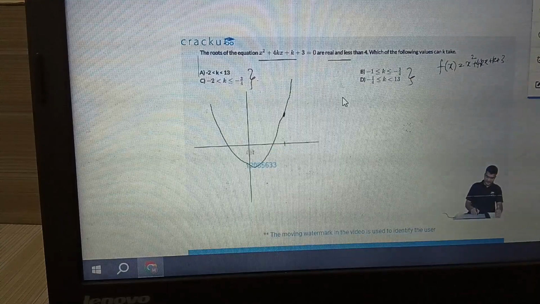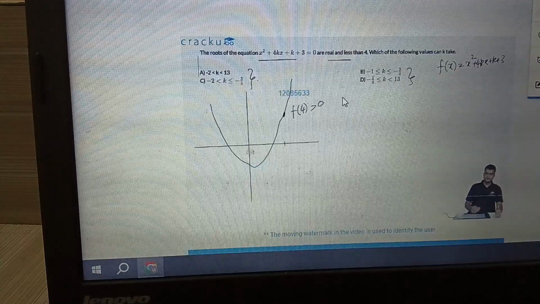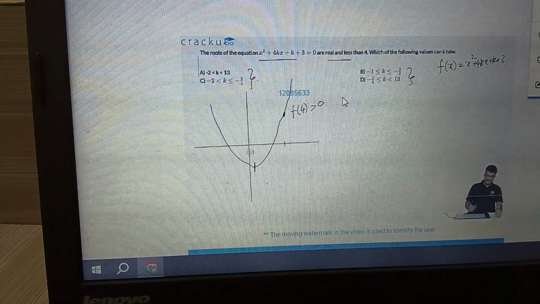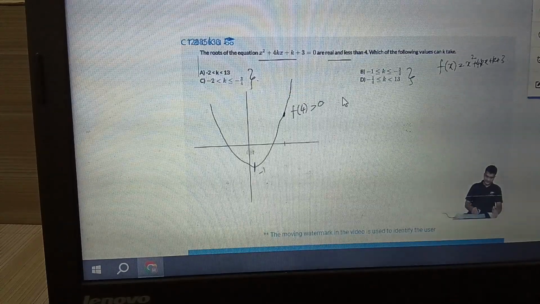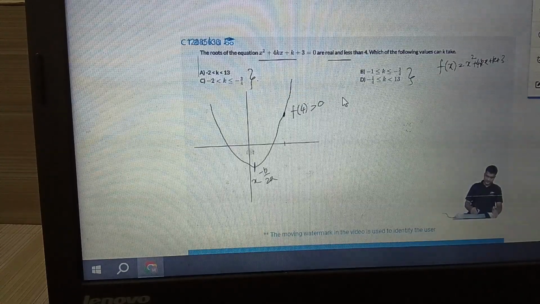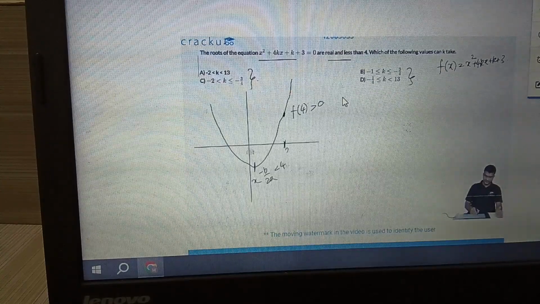That is, at this point where you substitute the value of 4, the value of f of 4 will be greater than 0. Similarly, the point at which the quadratic equation will achieve its minimum, that is minus b by 2a, will also be less than 4. Both of them should be on the left hand side of the value x is equal to 4.